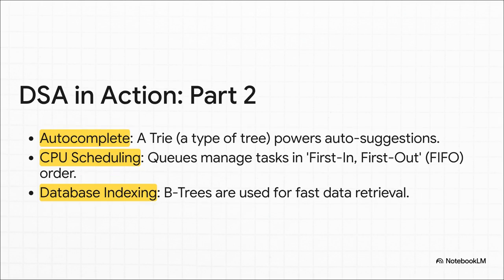Autocomplete suggestions in your search bar, that's a tree structure. Your computer juggling multiple tasks, it's managed by queues. That lightning-fast search in a massive database, powered by B-trees. They're everywhere. Every single feature is powered by a specific tool chosen for that specific job.